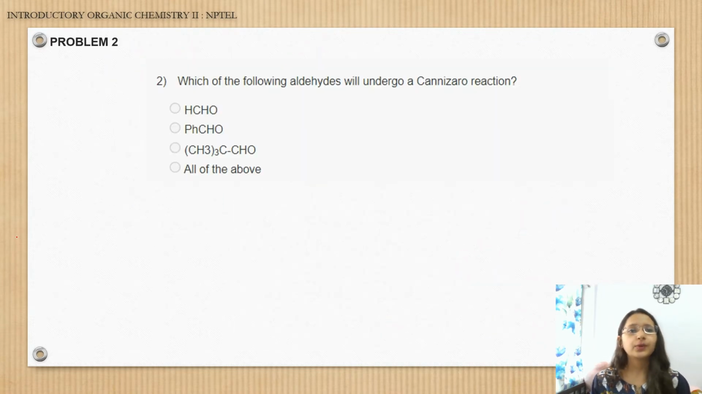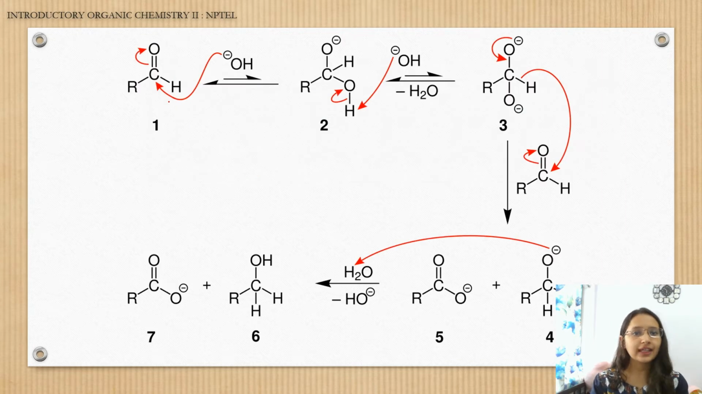So here they are asking which of the following aldehydes will undergo a Cannizzaro reaction. So before knowing which aldehyde is going to give you a Cannizzaro reaction, first we have to know what a Cannizzaro reaction is. Okay. So now in the Cannizzaro reaction, what happens?